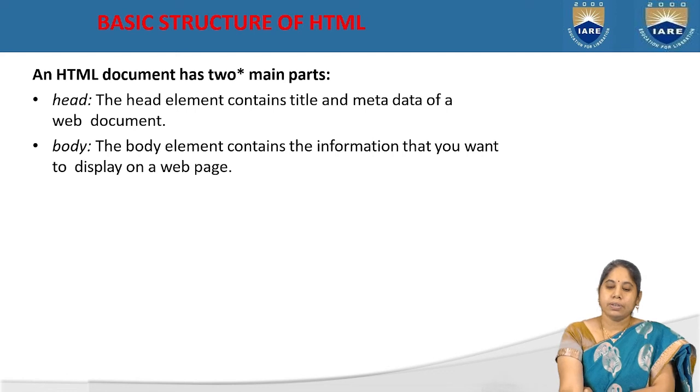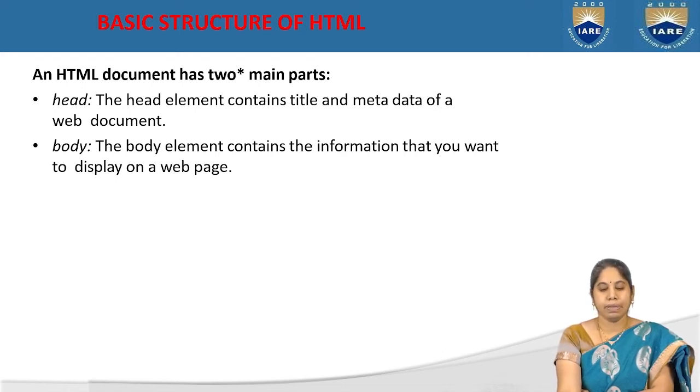Now come to the basic structure of HTML. We said that we are using HTML to create static web pages. So what is the structure of an HTML web page? This HTML document consists of two parts. The first is the header part and the other is the body part. The header element contains the title and metadata of a web document. The body part contains the information you want to display on a web page.